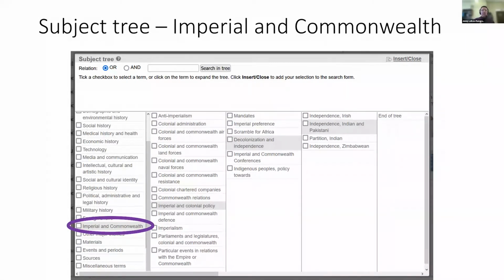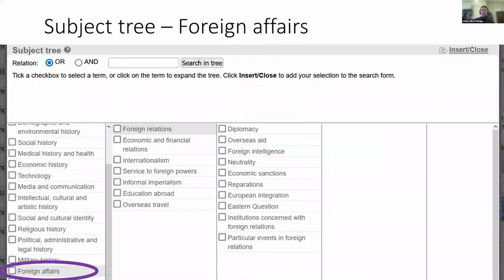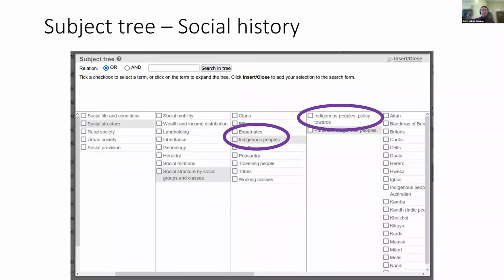So when researching empire, imperial histories, as well as Commonwealth histories, the first place to start is within the Imperial and Commonwealth level, but you'll also find relevant information within the Foreign Affairs level, as well as within social history. Specifically within this, some examples you may find useful would be expatriates, which would also include a narrower level around ethnic groups. Another would be Indigenous peoples, as well as colonial policies towards Indigenous peoples. These three examples are by no means exhaustive, so I recommend that you explore the subject tree, as you'll find other levels that will contain relevant information for your research.